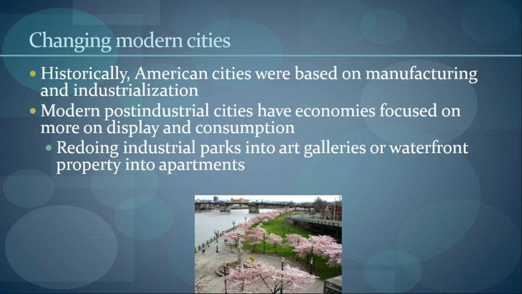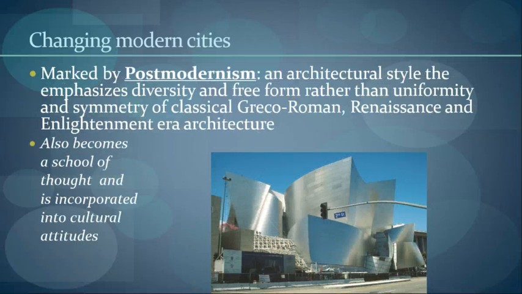Now, modern cities are changing. Originally, cities were based on manufacturing and industrialization, but post-industrial cities oftentimes have economies that are based more on consumption. Conspicuous consumption is actually what that's called. And so, this is what I was talking about, redoing industrial parks into more touristy, more kind of elite areas. Now, one of the things that you can see in modern cities is postmodernism, which started out, as we know, when we talked about folk housing, as an architectural style that emphasizes a free-form kind of situation.